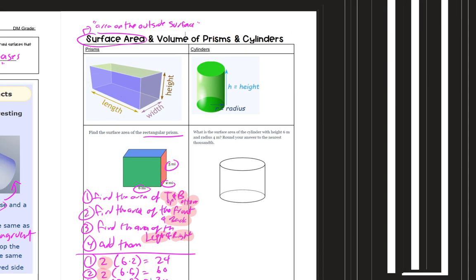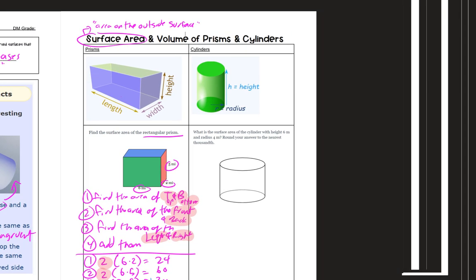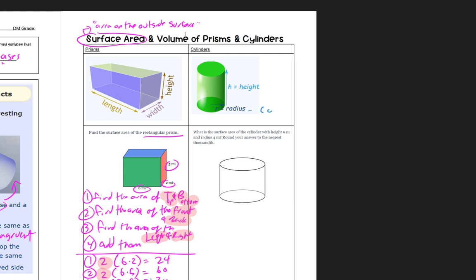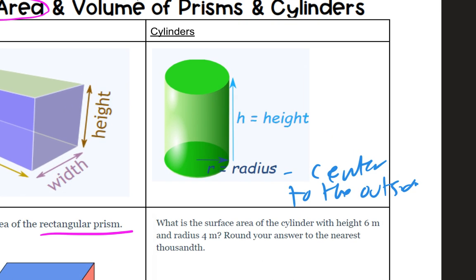Now we just have our last one. We're going to talk about a radius. So the radius, we're going to say this is the height. And remember, the radius goes from the center to the outside. So that's what that radius is. We can see it right over there. It starts at the center, and then it goes to the outside. The area of a circle, remember from last class, is going to be pi r squared. So that's what we're going to use on this one.